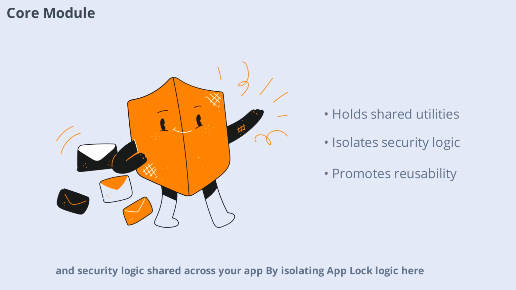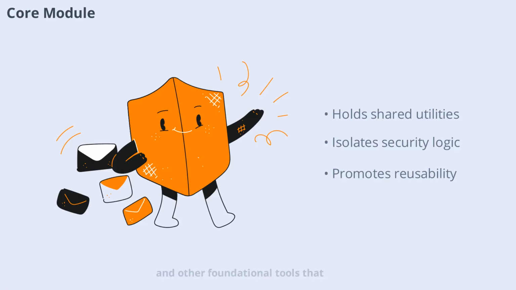The core module contains common utilities, constants, and security logic shared across your app. By isolating app lock logic here, you promote reusability and maintainability. This module can include encryption helpers, lifecycle observers, and other foundational tools that support secure authentication throughout your app.